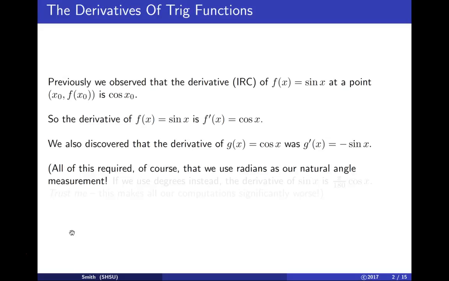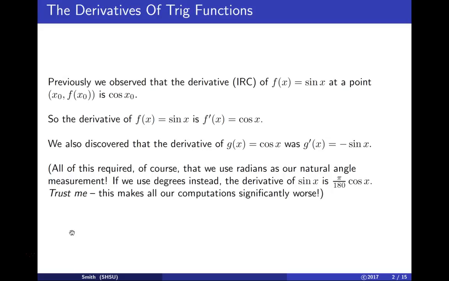All of this required, of course, that we're using radians as our natural angle measurement. We do not want to use degrees. If we use degrees instead, the derivative of sine of x is pi divided by 180 times cosine of x. Trust me, this would make all our computations significantly worse. As long as we stick to radians, the derivative of sine is cosine. The derivative of cosine is minus sine.